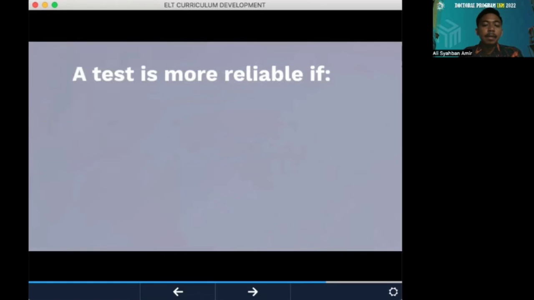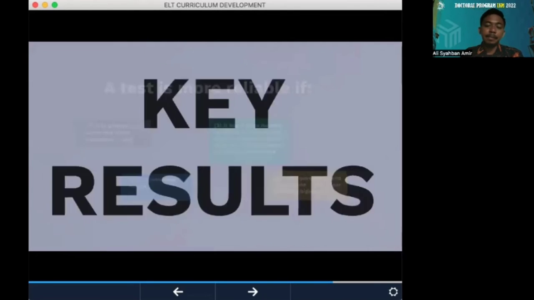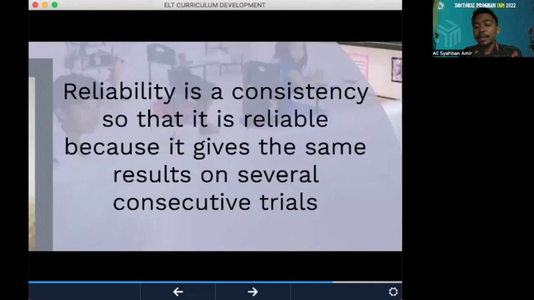The key results: a test is more reliable if it is always given under the same condition, and it is consistently marked. It has a large number of points of assessment. There are many questions, or as in dictation, many items that are marked. And the last, its questions and instructions are clear and unambiguous. So I will emphasize that reliability is consistency, so that it is reliable, it gives the same result even with several trials.